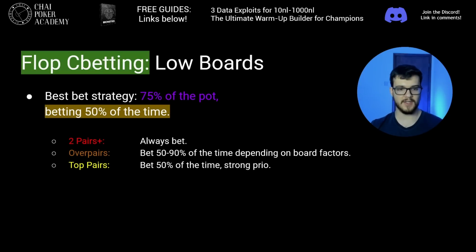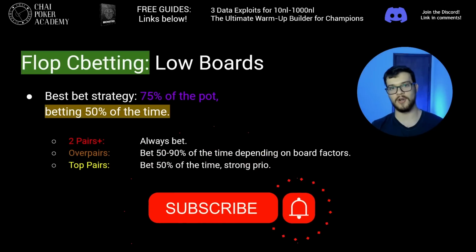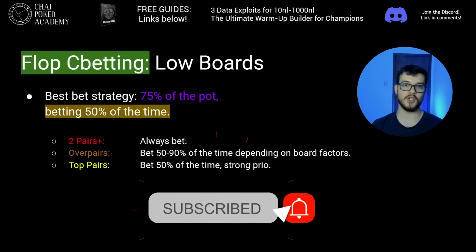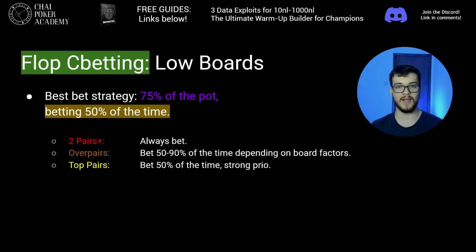Let's start with our strong hands. Our two pairs plus are almost always betting just like before, but our overpairs and top pairs really care about that overall betting frequency. If you remember in that pro poker thought process, that was the first question we asked. And this is exactly why. So we want to think about the board factors first and how they affect the overall strategy before diving into hand classes.